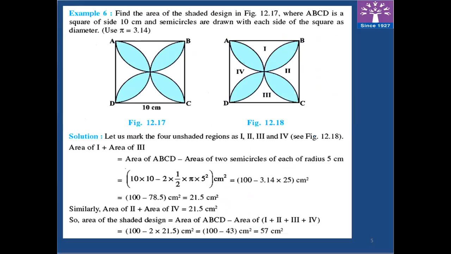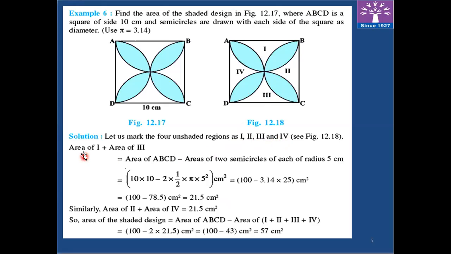Let us see one more example. Find the area of the shaded region in figure 12.17, where ABCD is a square of side 10 centimeter and semicircles are drawn with each side of the square as diameter. So here we can see there are 4 parts of this figure, 1, 2, 3, 4. So these unshaded regions are marked as 1, 2, 3, 4.